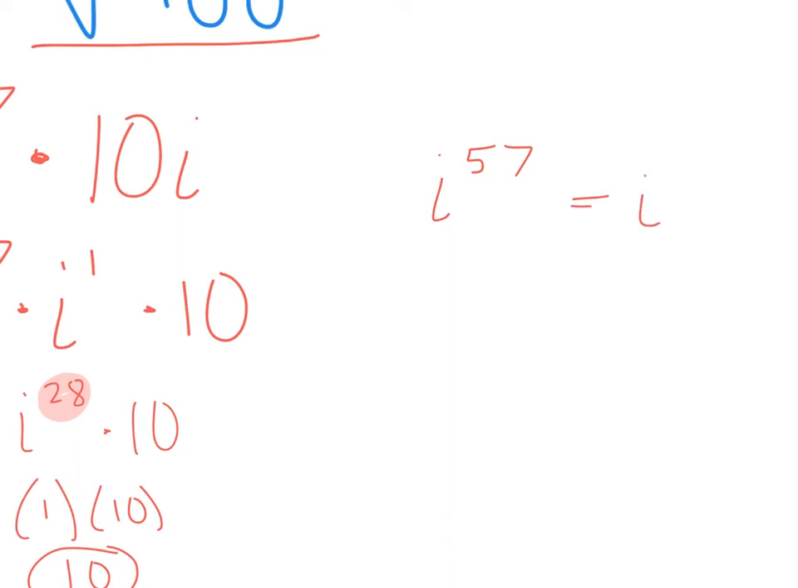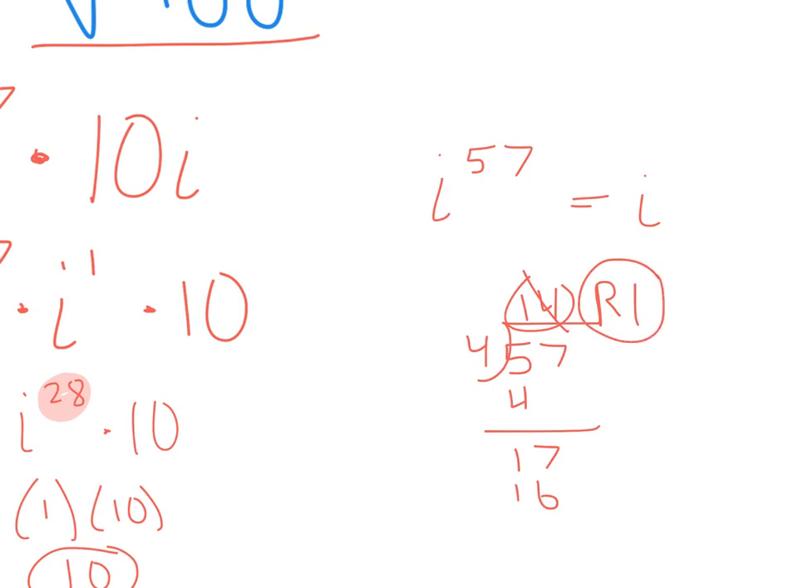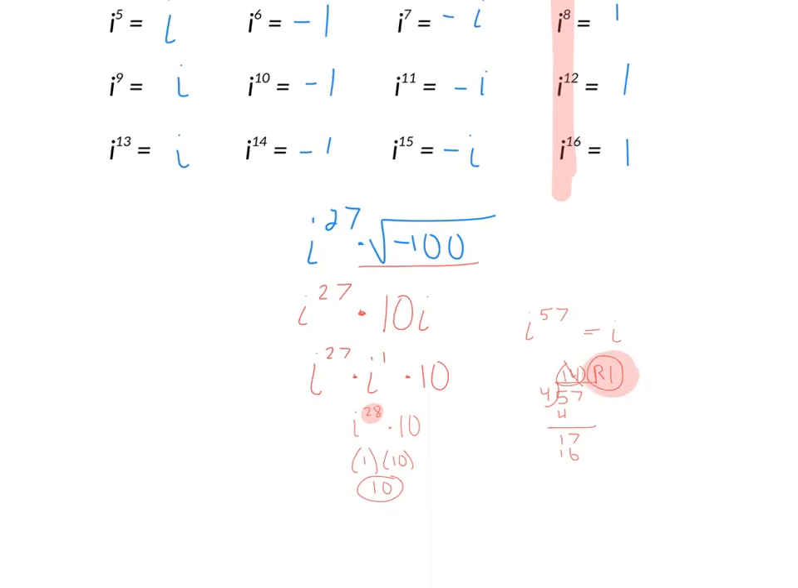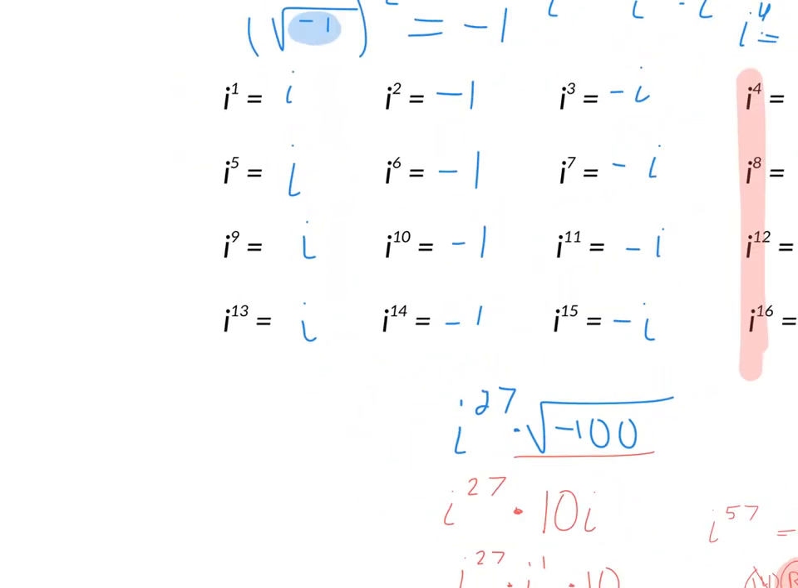The other way I can do this is using long division and paying attention to my remainder. So if I take the number 57 and divide it by 4, I will get 1, bring that down, 17, 4, 16. My remainder is 1. Now I don't really care about the 14, but the remainder tells me that I must fit into the first column of my imaginary numbers. So because I have a remainder of 1, I must fit into this first column, which as we can tell is always I.